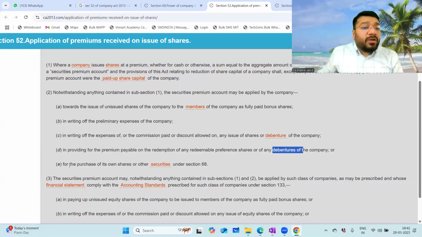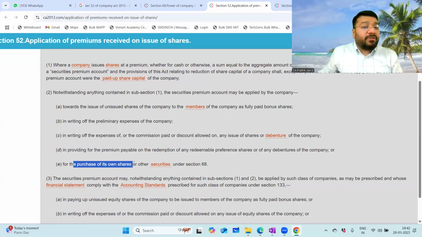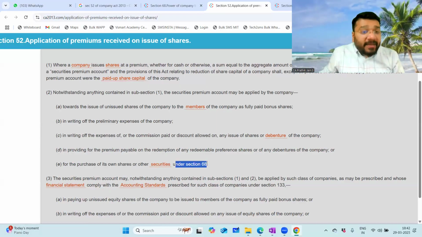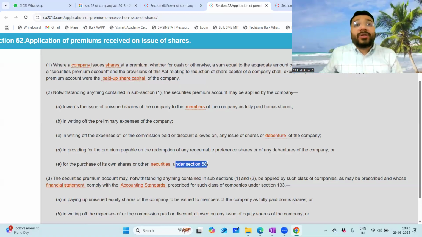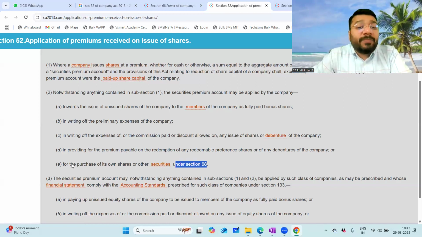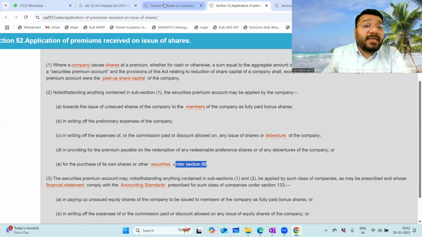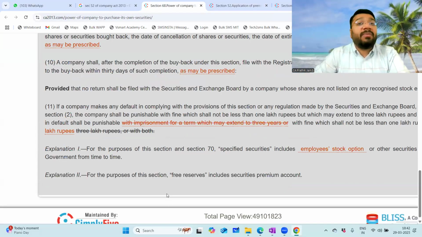Point number E says what? For the purchase of its own shares. For the purchase of its own shares, which is nothing but buyback under section 68, you can use security premium. You can use security premium. So the question Jain asked is, here in point number E, they have told us that we can use the premium for the purpose of buying back. Then why, in section 68, have they given this information one more time?